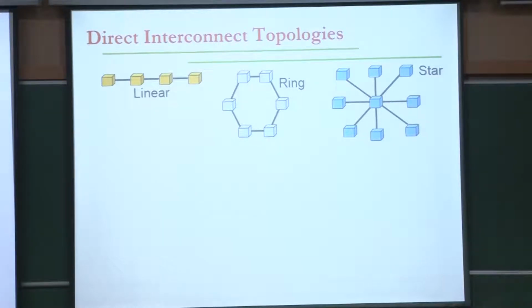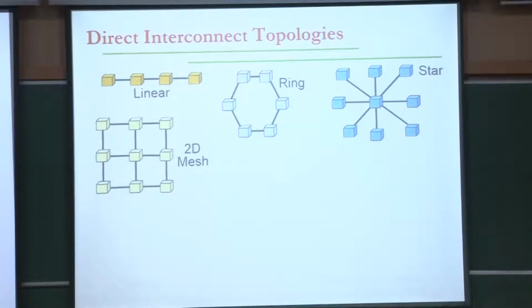You could talk about 2D meshes, which are basically n squared processing cores connected by means of north, east, south, west links. Each node is connected to 4 neighbors, and a message from this node, if it wants to go here, can potentially go like this, or like that, or something like this using the routing method.